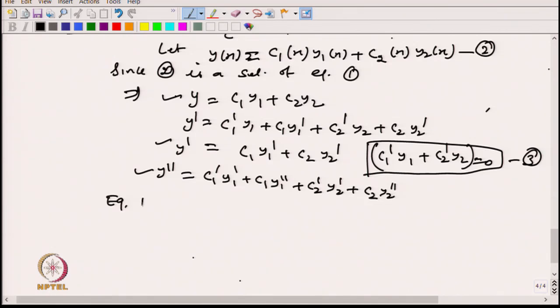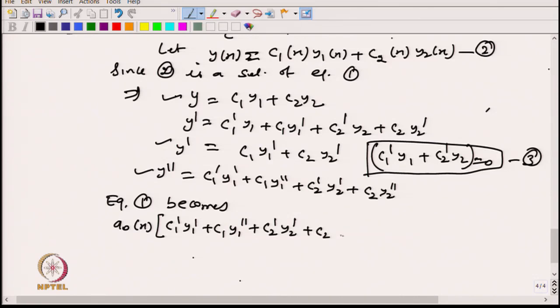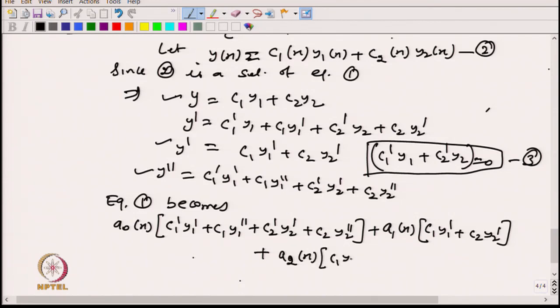So equation number 1 becomes a0(x) times the bracket c1 dash y1 dash plus c1 y1 double dash plus c2 dash y2 dash plus c2 y2 double dash, plus a1(x) times c1 y1 dash plus c2 y2 dash, plus a2(x) times c1 y1 plus c2 y2, is equal to f(x). So I have substituted this.